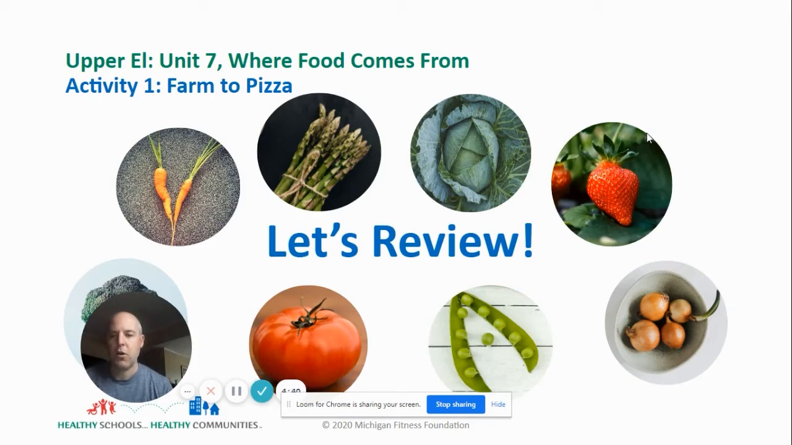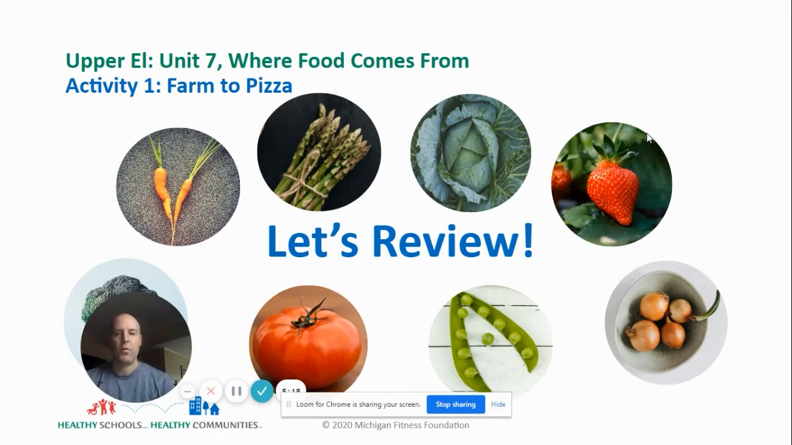All right, first on our very low corner left, we got our broccoli. So what part of the plant is broccoli? Broccoli is the flower. Good. All right, let's go around clockwise. Next, we have a carrot. What part of the plant is a carrot? Carrot is the root. All right, next we have one of my favorite, asparagus. What part of the plant is asparagus? Asparagus is the stem.